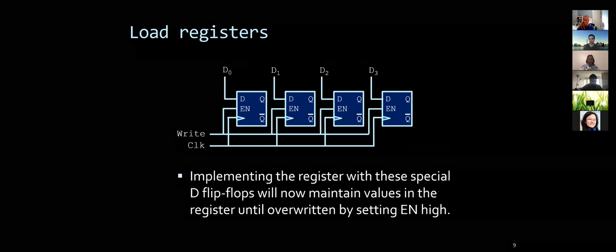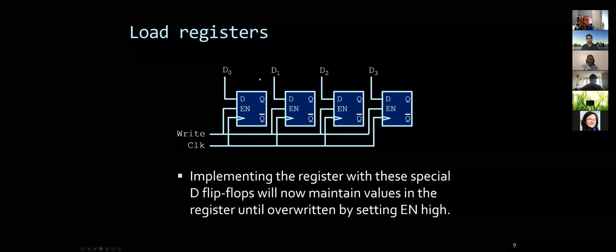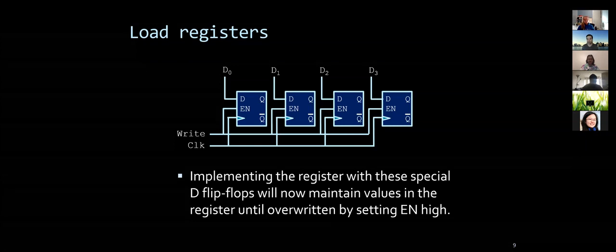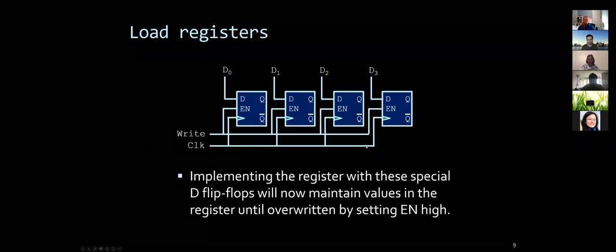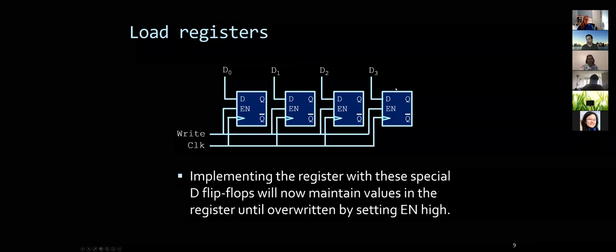Okay, so now that we have this nice D flip-flop with enable, we can use it to build efficient load register implementations. Implementing the register with these special D flip-flops will now maintain the values in this register until overwritten by setting EN to a new value. So essentially, you see a clock signal, and you have a new bit called write. And when write is set to overwrite, then all of them will take the input and use it.